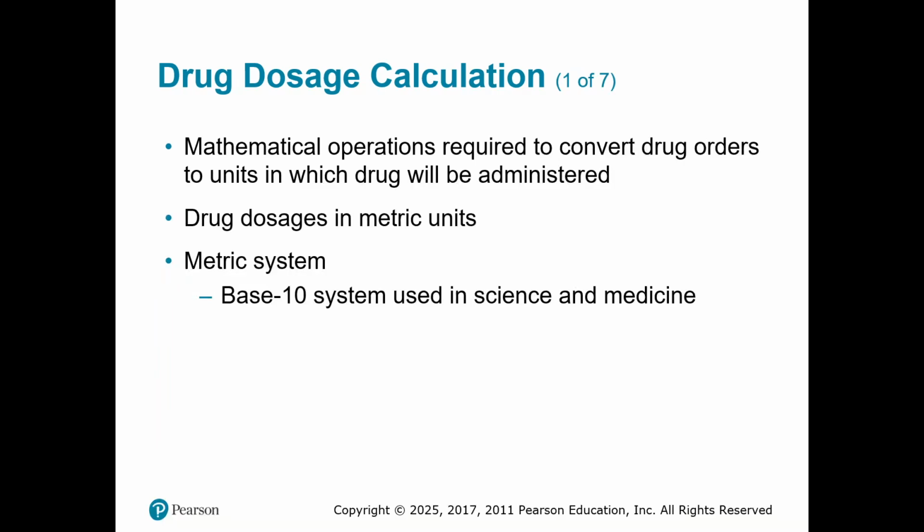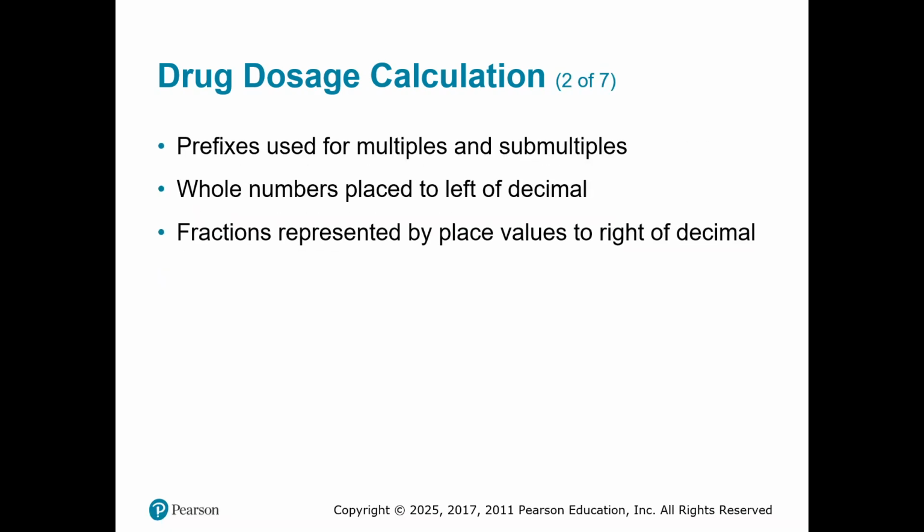Drug dosages and calculations. Mathematical operations require you to convert drug orders to units in which drugs will be administered. Drug dosages are in metric units. The metric system is a base-10 system used in science and medicine. Fractions are represented by place values to the right of the decimal.